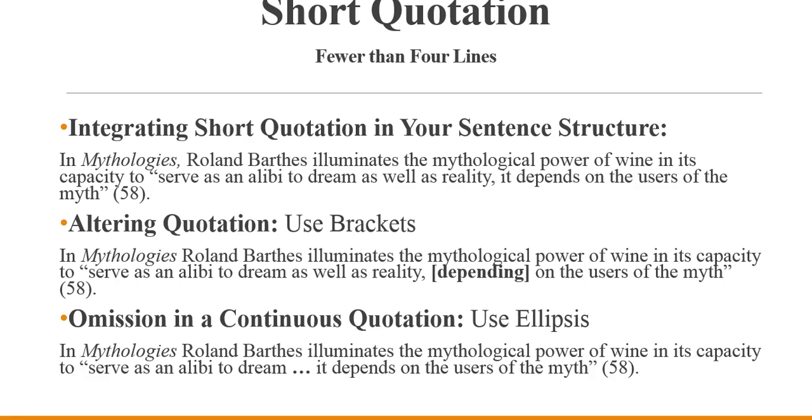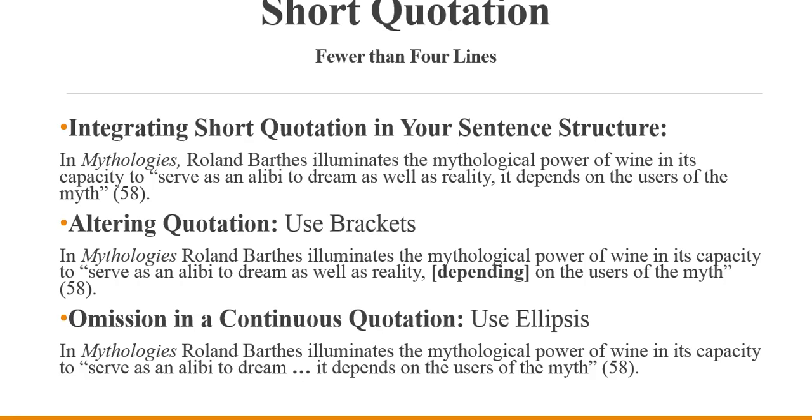We said that you never plunk your quotation into your essay, and you don't make it stand alone. You always have to integrate it seamlessly into your own writing, into your own sentence construction or structure. So how do you do this? An example would be: in Mythologies, Roland Barthes illuminates the mythological power of wine in its capacity to serve as an alibi to dream as well as reality. It depends on the users of the myth.